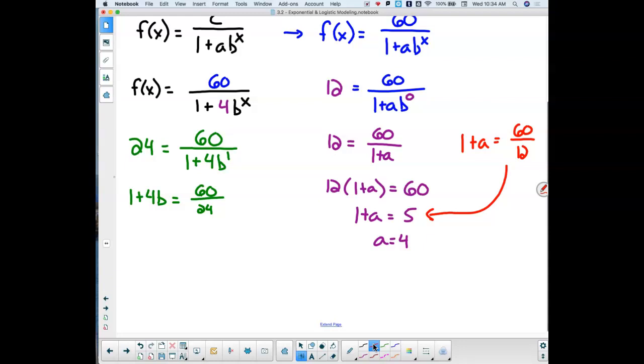Okay. So what do we got? 5 over 2 here. 60 divided by 12 is 5. 24 divided by 12 is 2. Okay, so 5 halves there. So 1 plus 4b equals 5 halves. Subtracting 1.